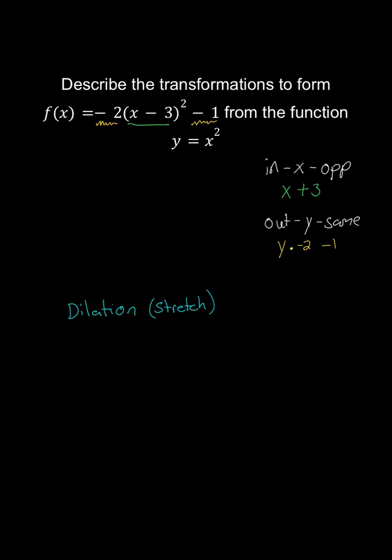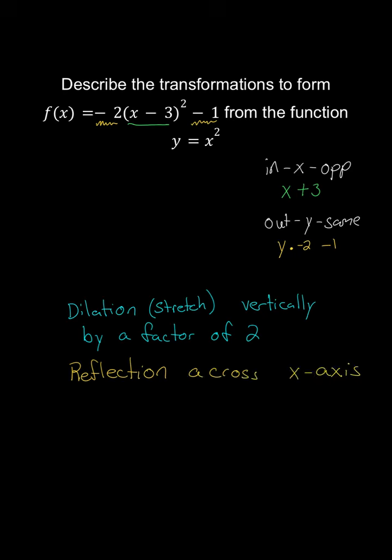So multiplying by 2 will create a dilation or a stretch vertically because we're affecting y values by a factor of 2. Next, since we're actually multiplying by a negative, that's also going to create a reflection. Negatives create reflections. Since we're multiplying y values by a negative, it's going to flip it across the x-axis. So we have a reflection across the x-axis.